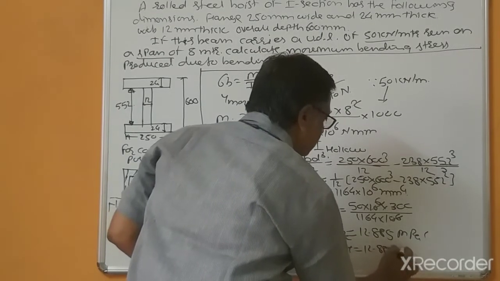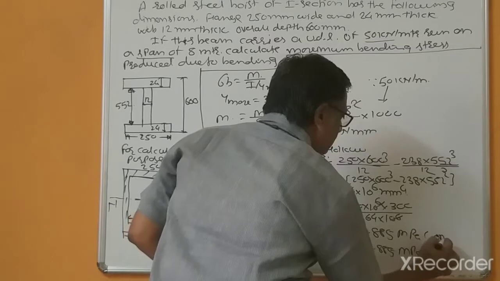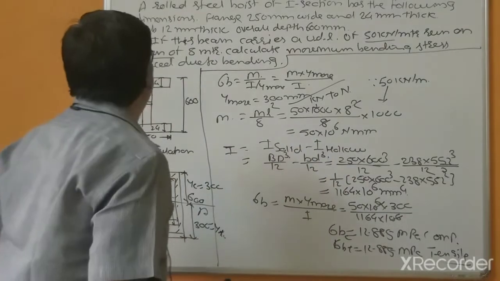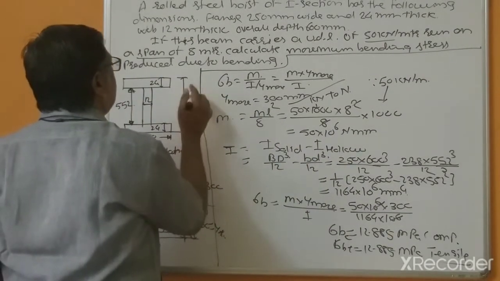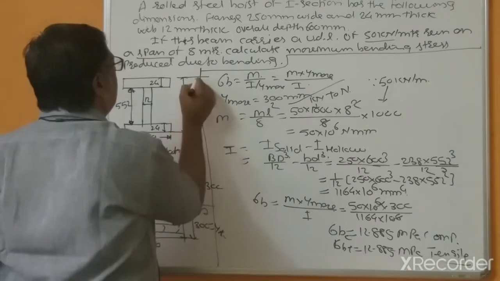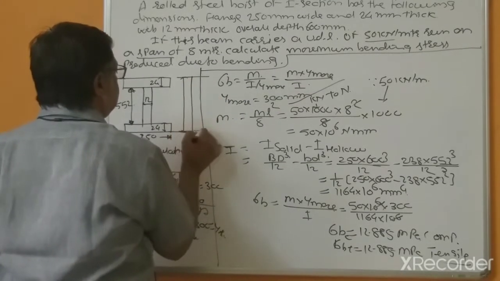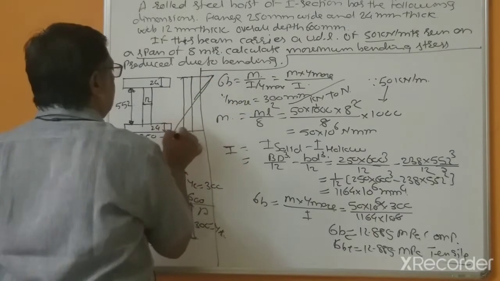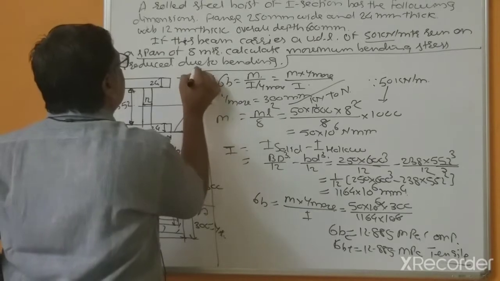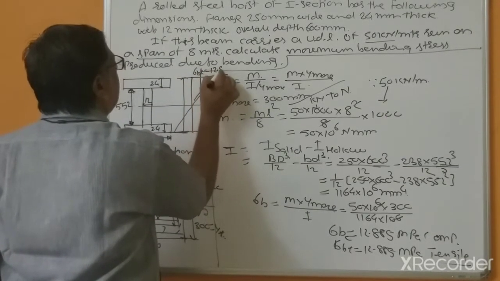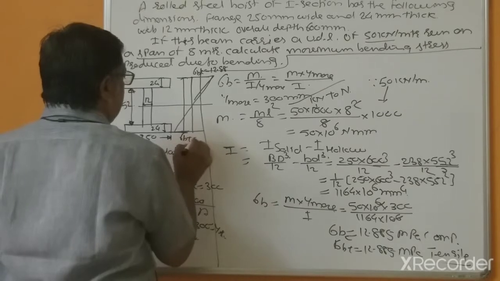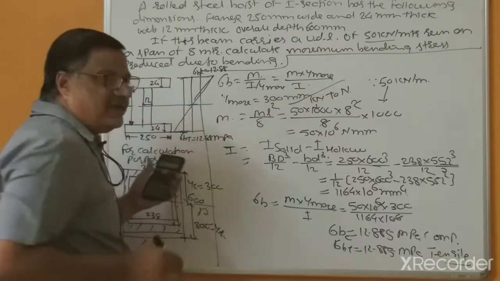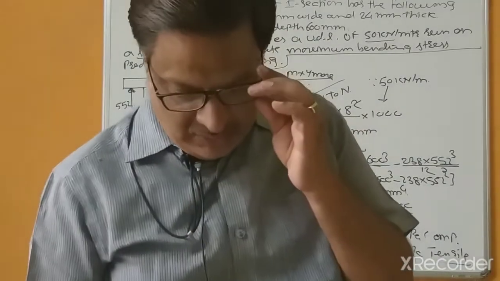and this is tensile also. Compressive and tensile both are the same. Or you can draw its diagram, the bending stress diagram. Likewise, because this is the neutral axis, sigma BC equal to 12.88, and sigma BT equal to 12.88 megapascal. At the neutral axis, this is equal to 0.